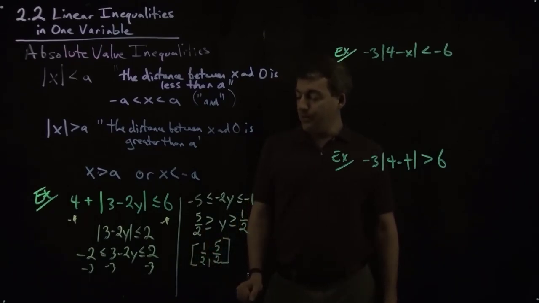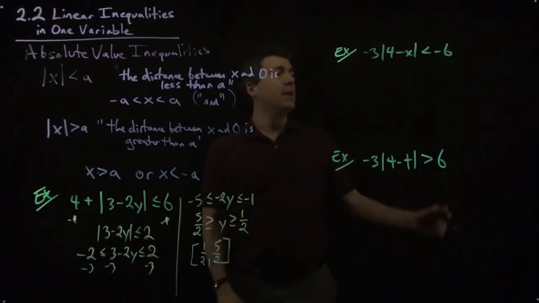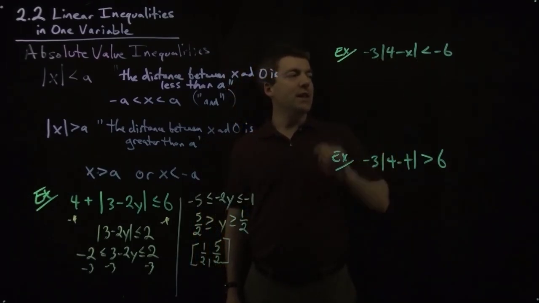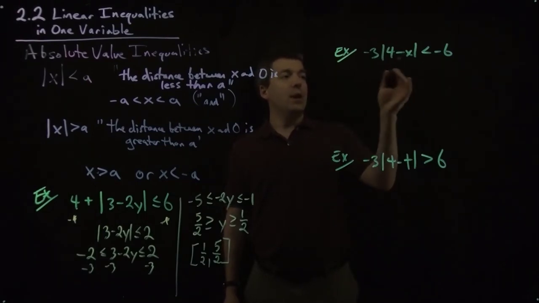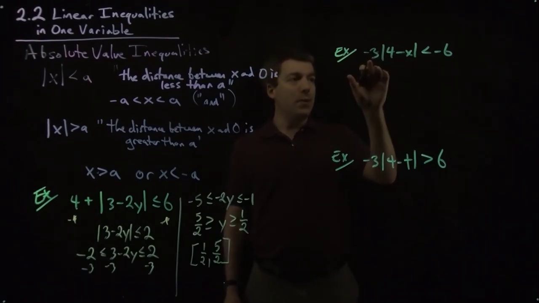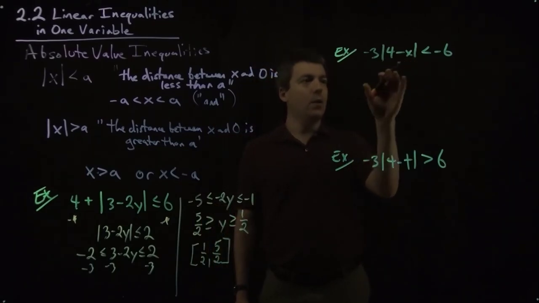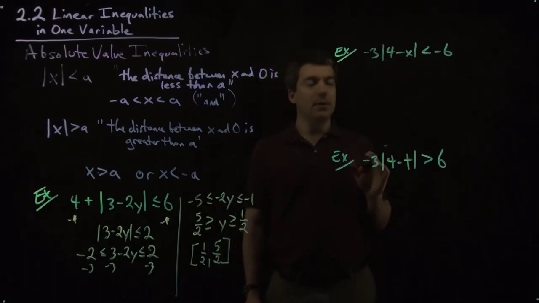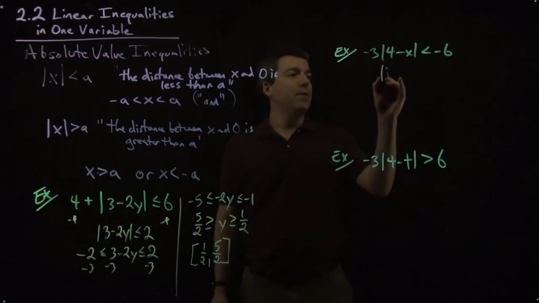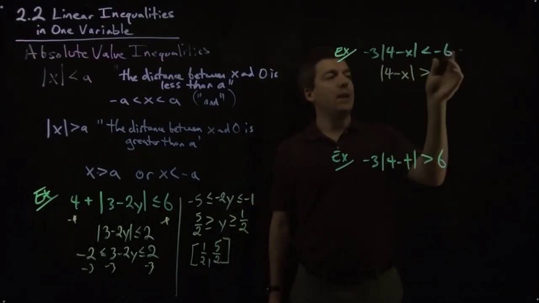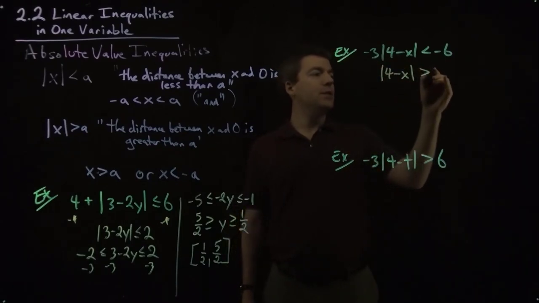All right, let's look at the next one. So here we have negative 3 times the absolute value of 4 minus x is less than negative 6. First thing we want to do is to divide by negative 3 to isolate the absolute value. We're going to have to switch the inequality symbol. All right, so we have absolute value of 4 minus x greater than negative 6 divided by negative 3, which is 2.